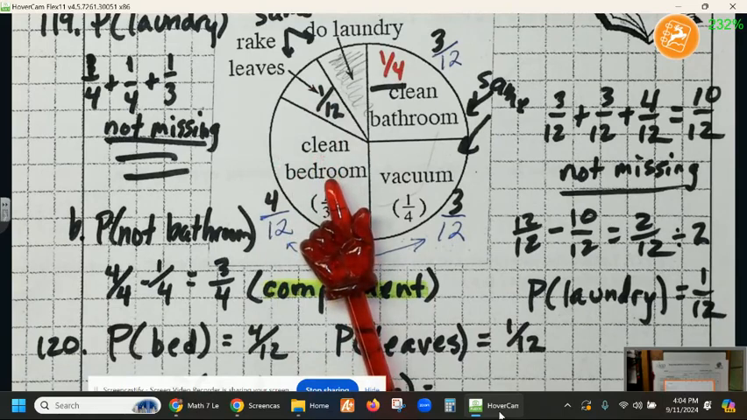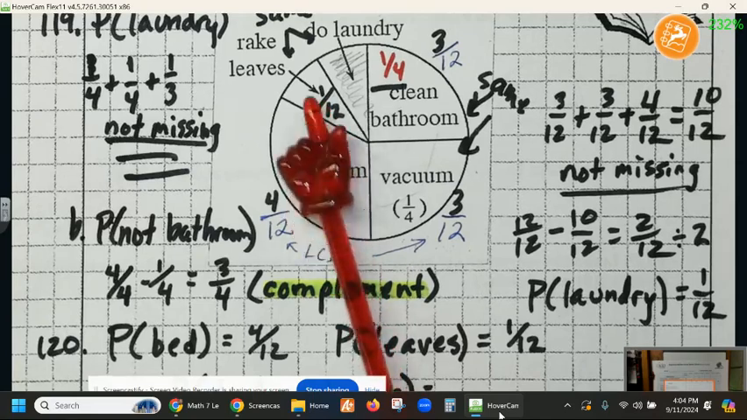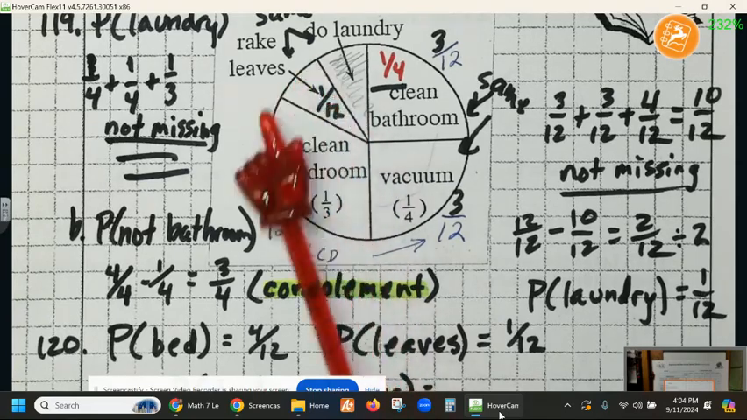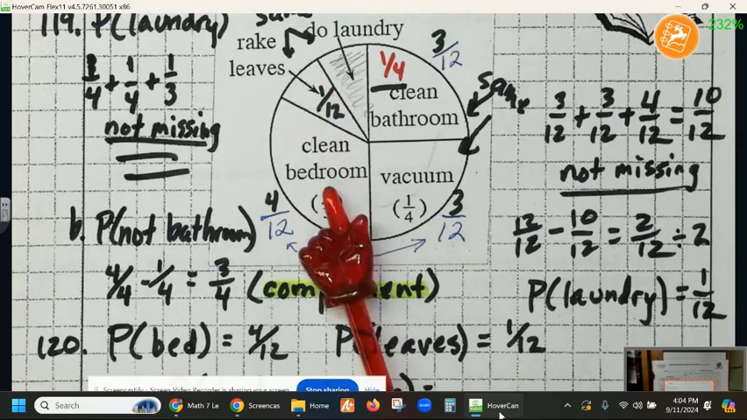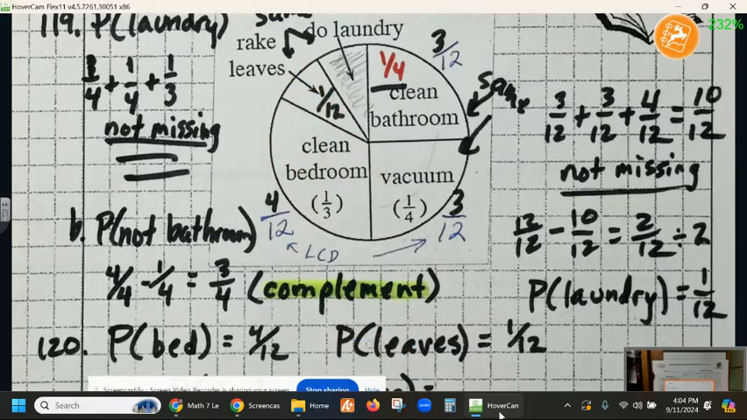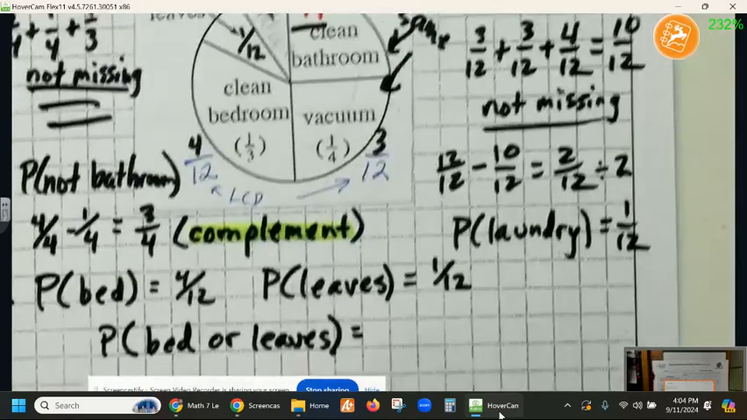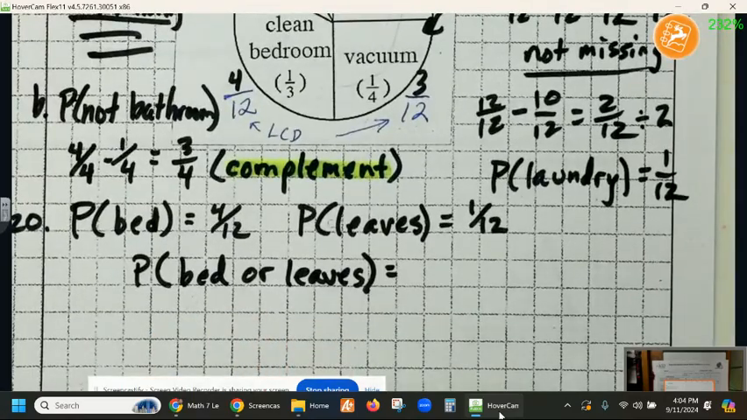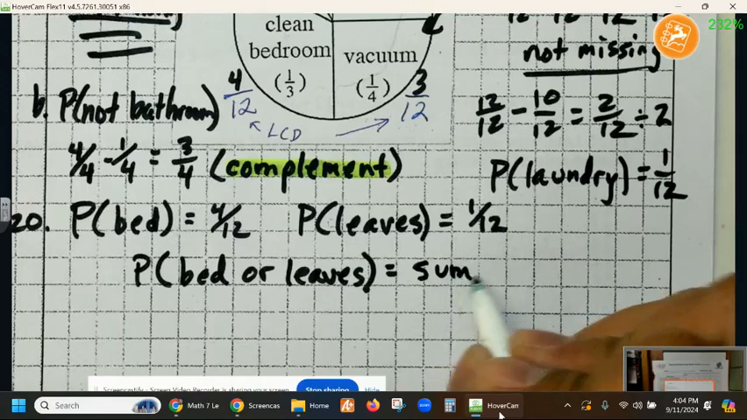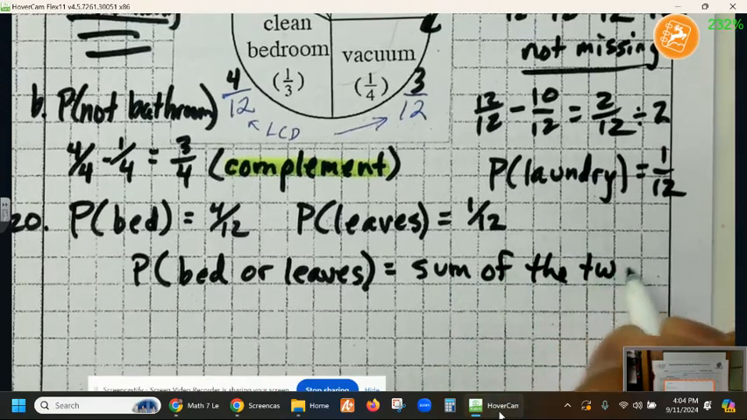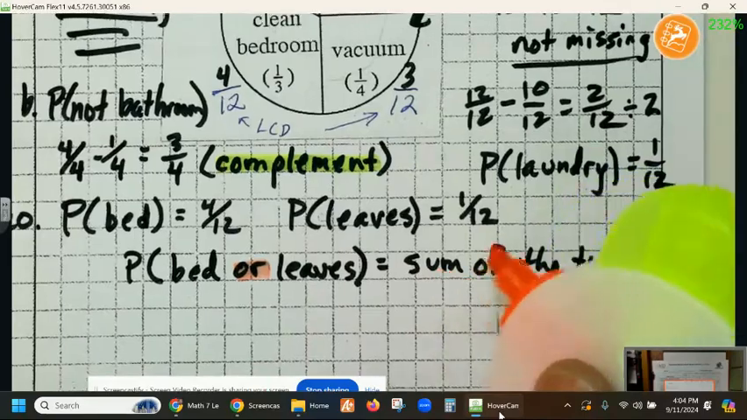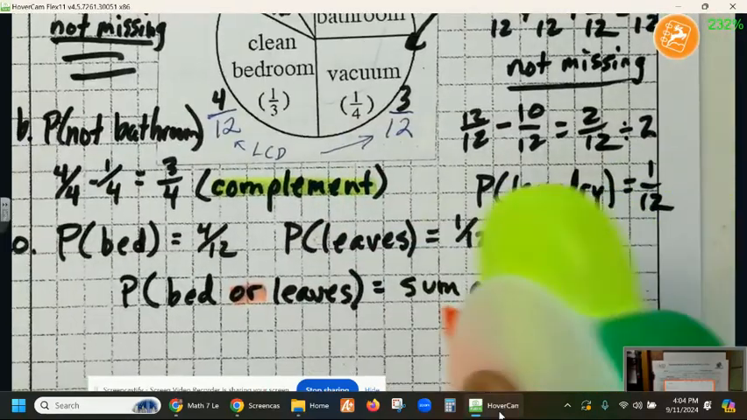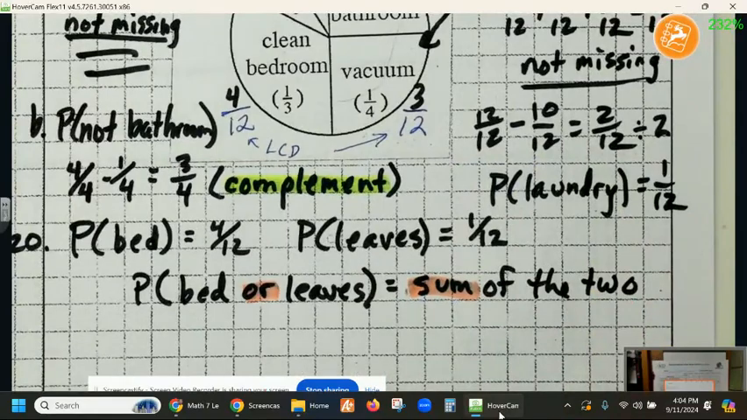Aunt will be happy if he lands on this one, and Aunt will be happy if he lands on that one. So we can take this whole section and say, this is what's going to make his aunt happy. And how do we find the probability of that section? We're going to add these two probabilities. So finding the probability of bedroom or leaves means that we are going to find the sum of the two. That's a very important concept. Whenever you see the word or, that means that they both kind of apply. So this is the sum of the two.